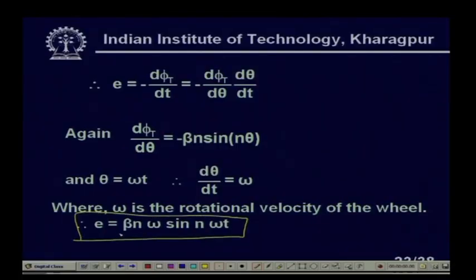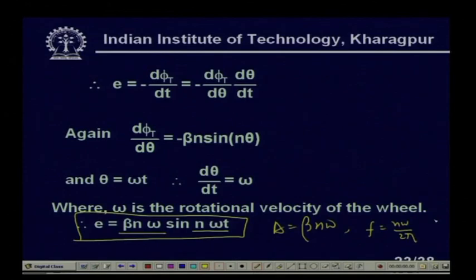What does it mean? It means that the output voltage from the variable reluctance tachogenerator is a sinusoidal signal. If the wheel rotates at a constant velocity of circular frequency omega, then the output voltage is expressed as beta n omega sin n omega t. So, this is a very, very important expression. The amplitude of this output signal is beta n omega, and the frequency is n omega by 2 pi, I mean the linear frequency.